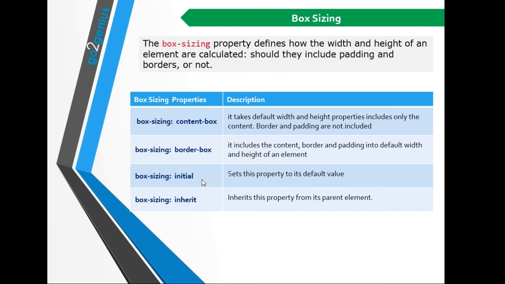And the next is initial. Initial sets this property to its default value. So the initial value behaves like the content box value. And the next is inherit. Inherit means it inherits this property from its parent element. So friends, let's try to understand all these properties with a code example.